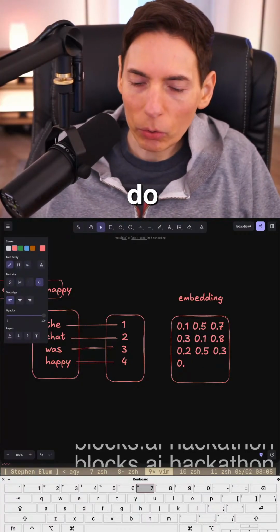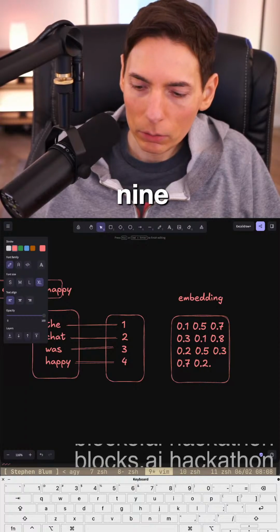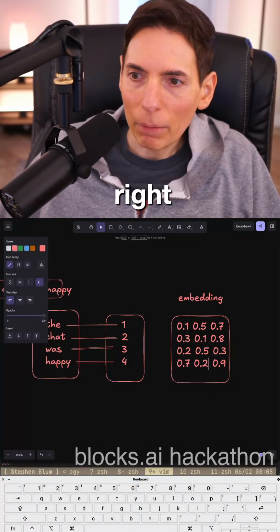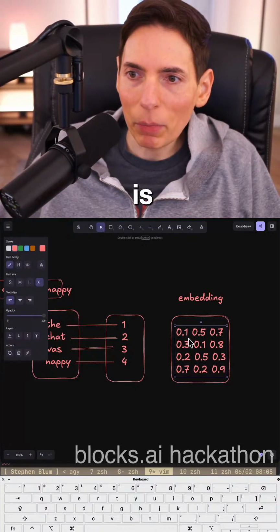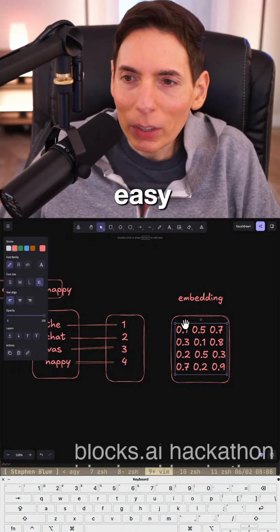Let's do 7, 0.2, 0.9. Okay, here we go. This is good enough. All right, so we've got some numbers here, right? This is a matrix. This is the embedding. It's just a matrix, simple, easy.